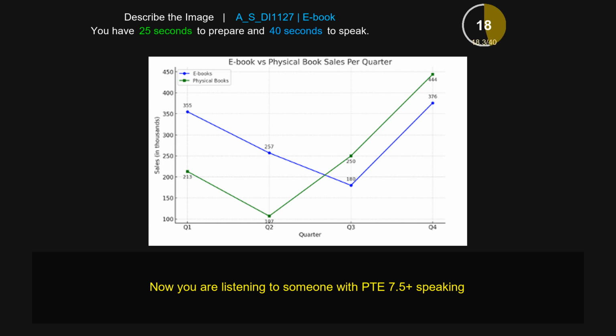The highest figure of physical book is in quarter 4, around 444, and the lowest one of physical book is in quarter 2, just 107.